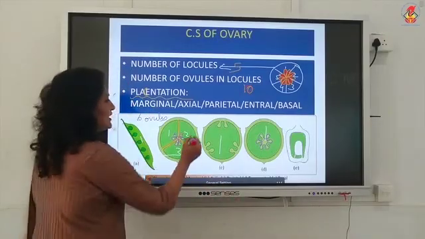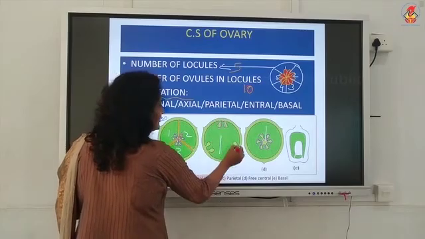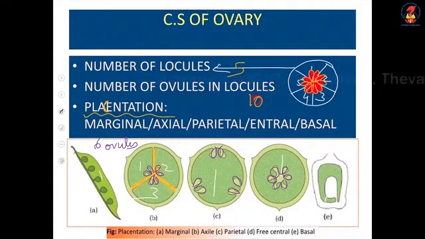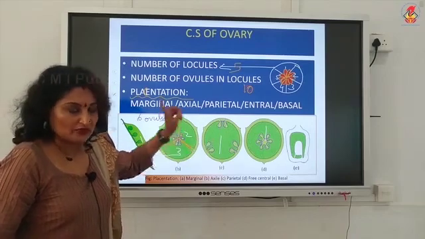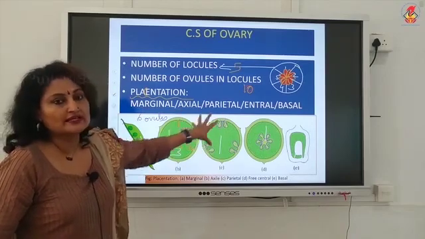Now parietal, from the name itself you must understand that the 6 ovules are located at the periphery. See, I am putting 2 here in the periphery, 2 here and 2 here. So this is called parietal placentation. Here also it is monoloculated or it is not divided into chambers. So you must say it is monolocular, having only one chamber with ovules located at the periphery.